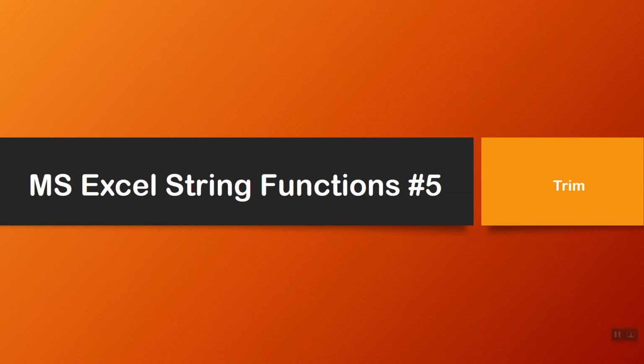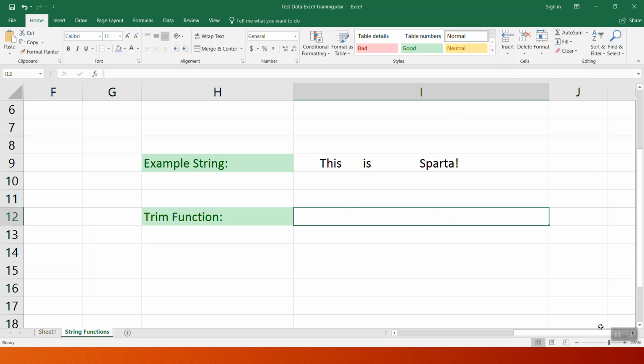In today's string functions, I'm going to cover the trim function. Trim function, again, a very useful function which is used for removing the leading and the trailing blank spaces. It also helps to remove extra blank spaces in between the words in a string, thereby keeping only a single blank space. Let me show you with the help of an example here.